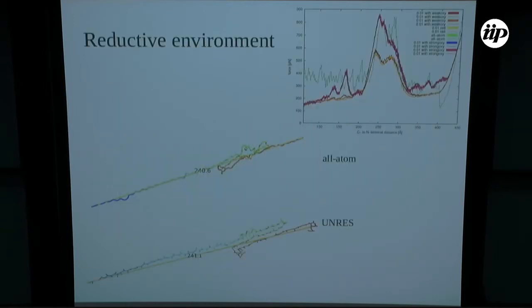In reductive environment, we have two dominant peaks. And when we look at clustered structures around 240 extension, we see clearly the beta sheet at the end is the one that is preserved. So this is responsible for the first force jump here. And when we compare these obtained structures in UNRES, it's exactly the same. The C-terminal beta sheet is the preserved one.